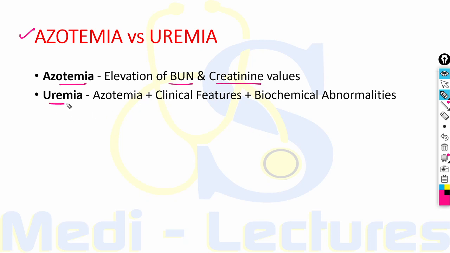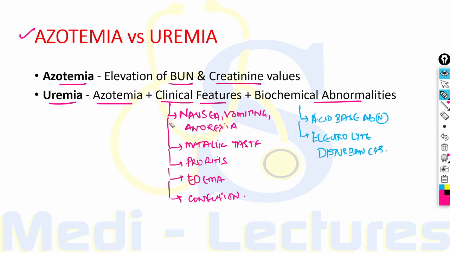On the other hand, uremia is defined as the combination of azotemia, that is elevation of blood urea nitrogen and creatinine values in blood, along with the clinical features of renal failure and the biochemical abnormalities. Now, what are the clinical features and biochemical abnormalities? The clinical features in uremia include nausea, vomiting, anorexia, metallic taste in mouth, pruritus and uremic frost, edema, and mental confusion. On the other hand, biochemical abnormalities include acid-base abnormalities and electrolyte disturbances like hyperkalemia, hypocalcemia, etc.